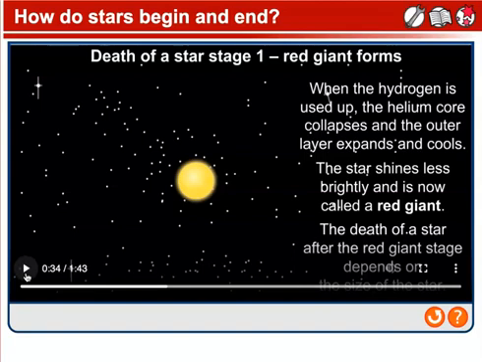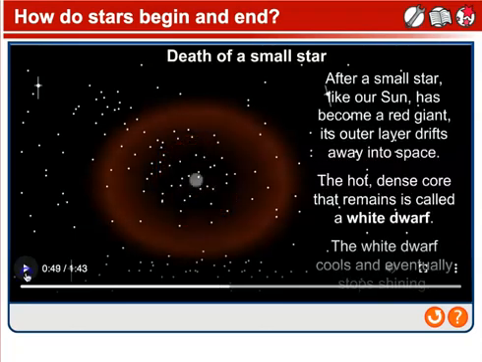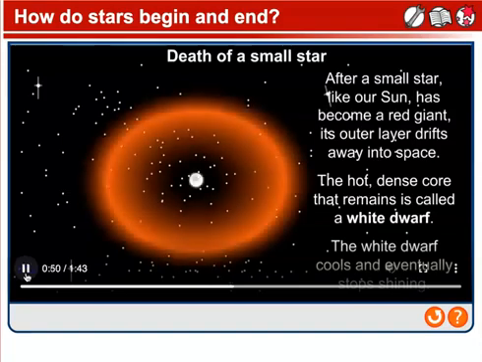The death of a star after the red giant stage depends on the size of the star. After a small star like our sun has become a red giant, its outer layer drifts away into space. The hot, dense core that remains is called a white dwarf. The white dwarf cools and eventually stops shining.